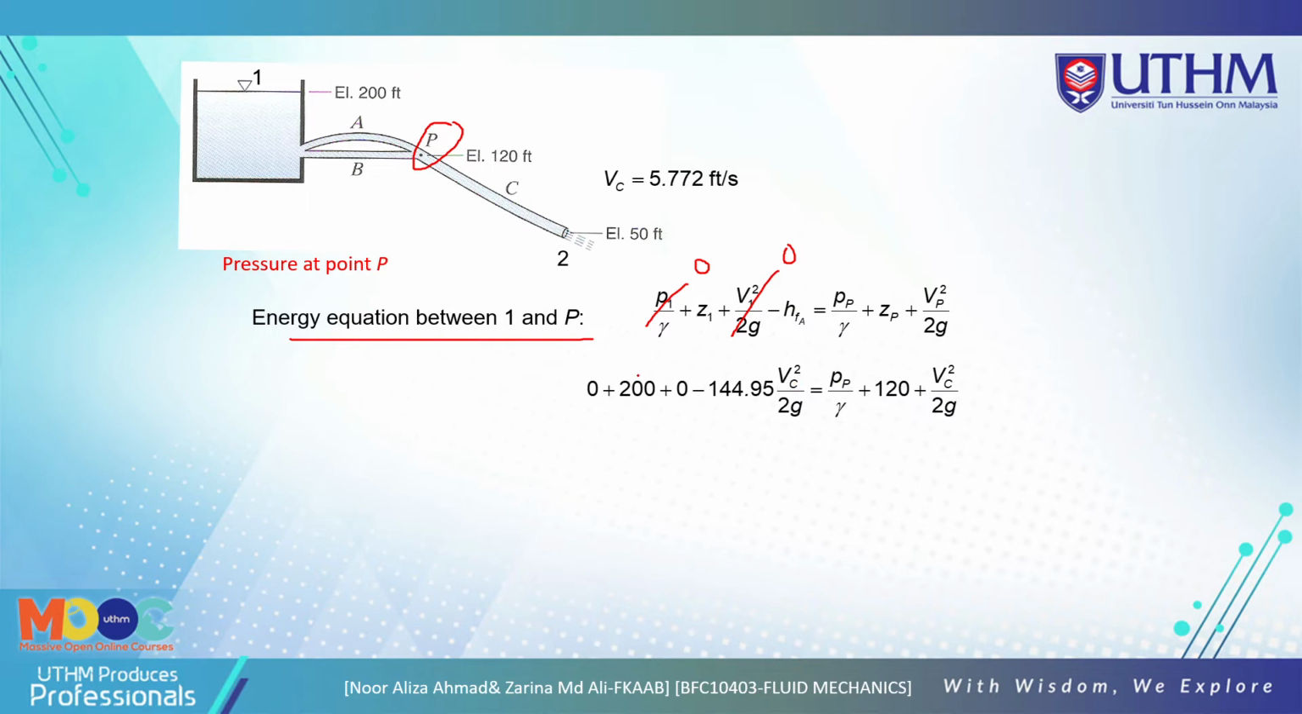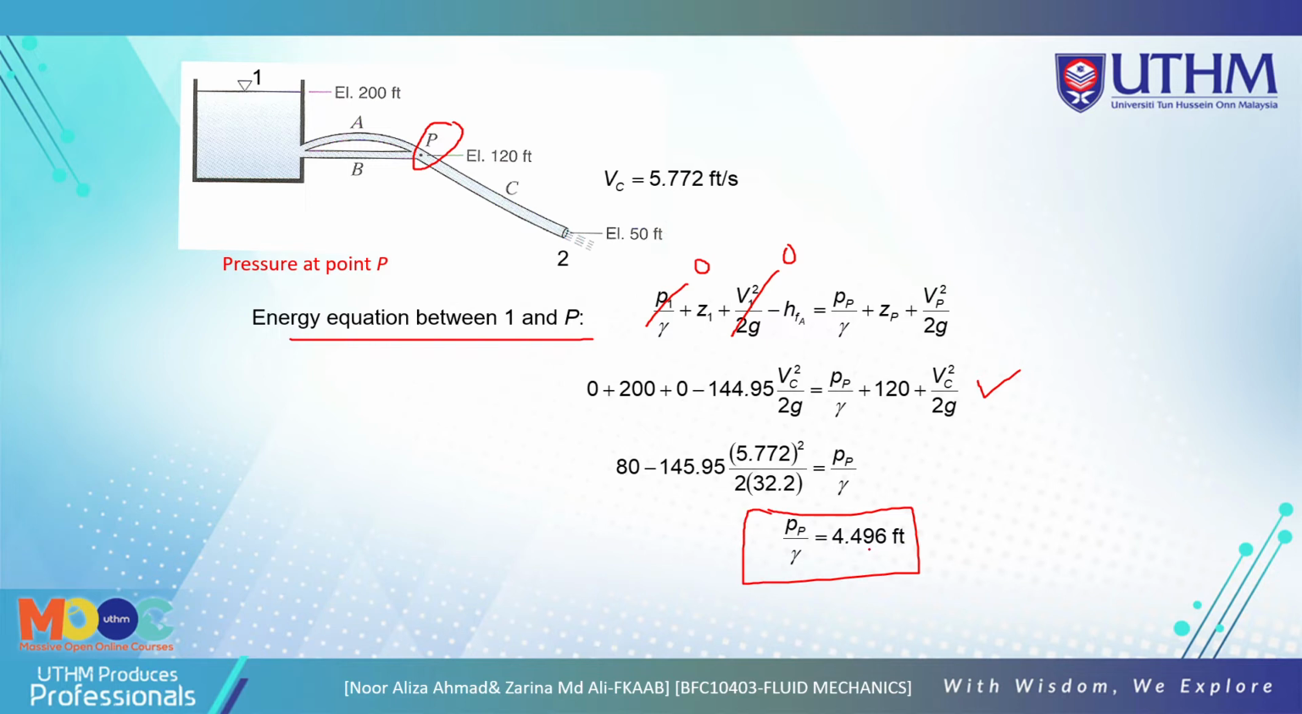So you change here until you get this formula, then put in all the values that you get, and you get the value here. So P is this, in feet here. So you get the pressure at point P. So you get this one.